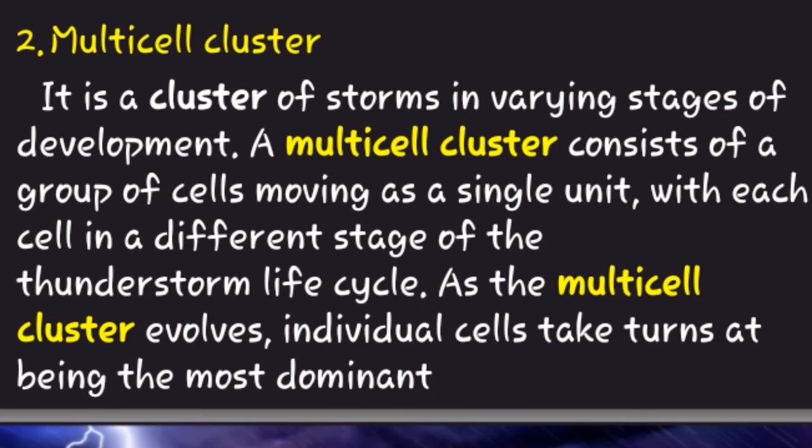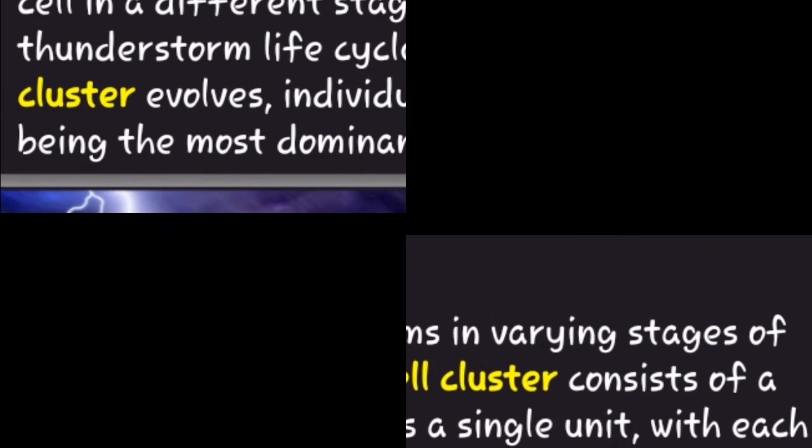Second is the multi-cell cluster. It is a cluster of storms in varying stages of development. A multi-cell cluster consists of a group of cells moving as a single unit, with each cell in a different stage of the thunderstorm life cycle. As the multi-cell cluster evolves, individual cells take turns at being the most dominant.